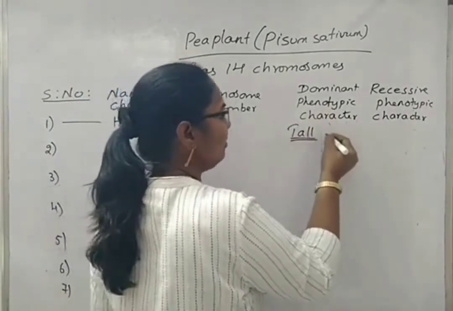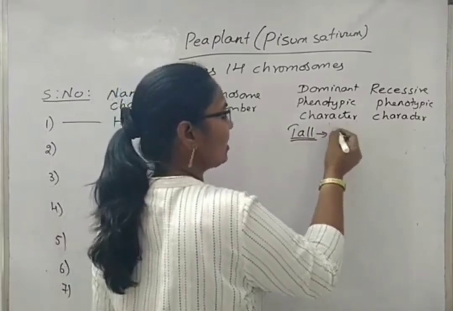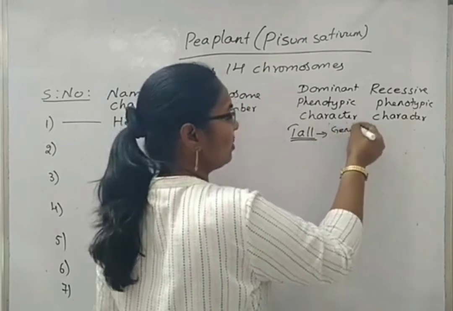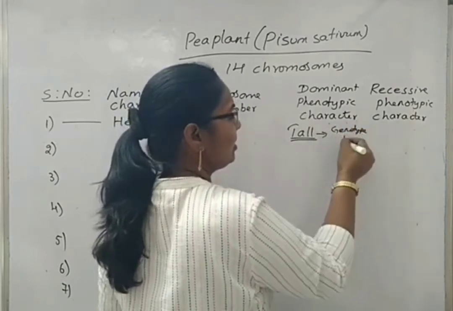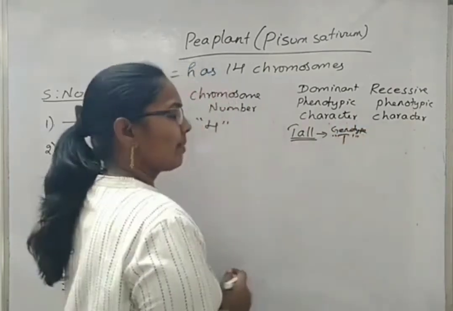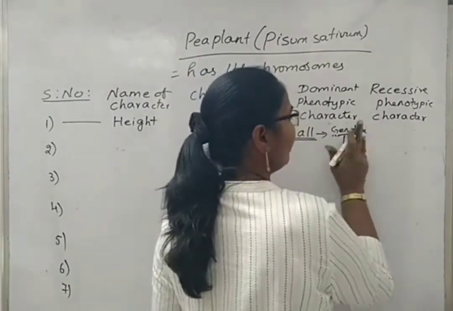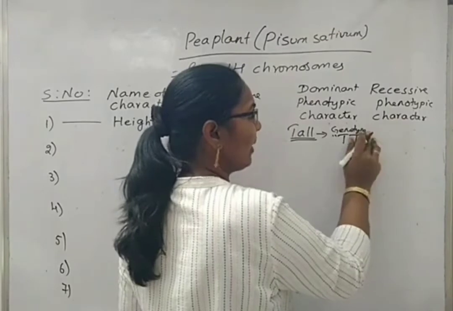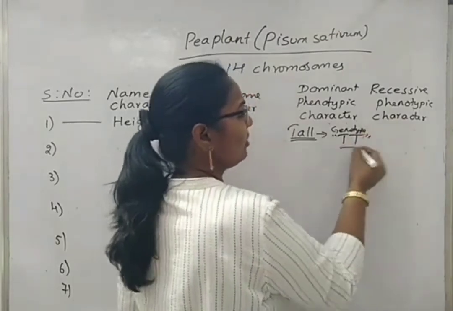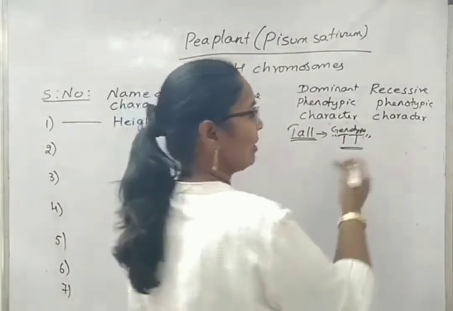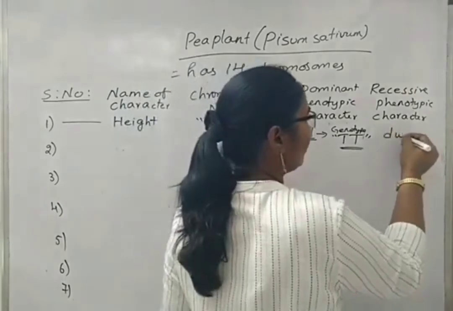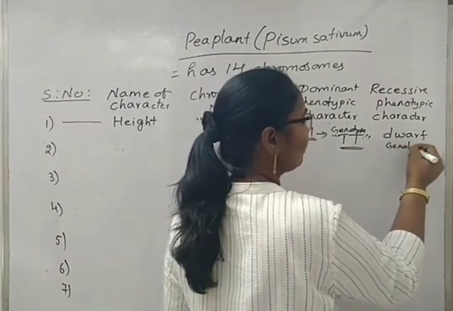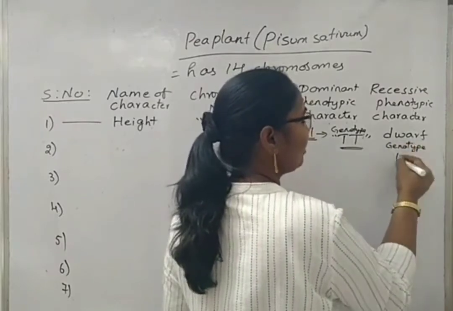Now, tall is represented genotypically with the capital letter T. Genotype expression is capital T. Actually, here we have to write 2 allele forms, so we will write a pair, as allele numbers 1 and 2. Here it is dwarf phenotypically, which is expressed with the genotype allele pair, small t.